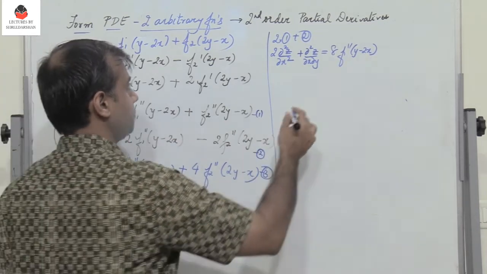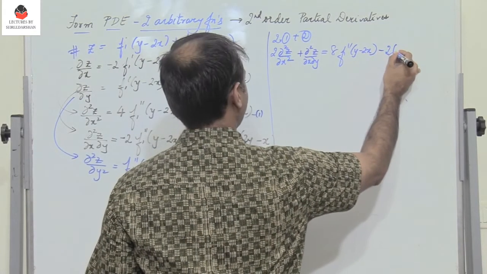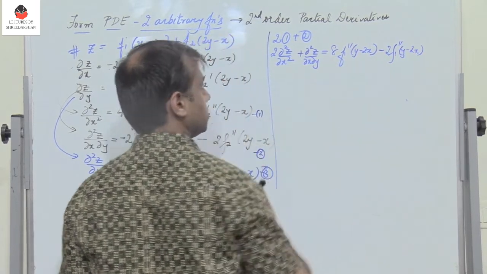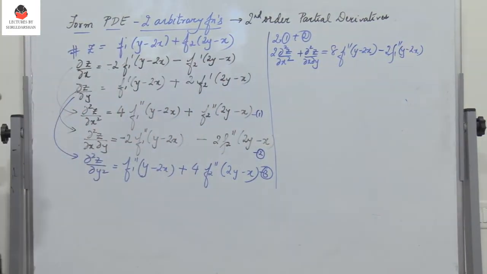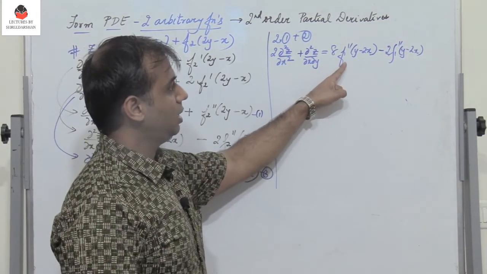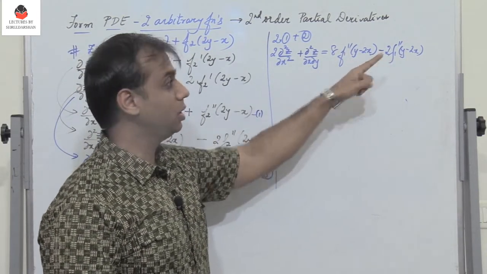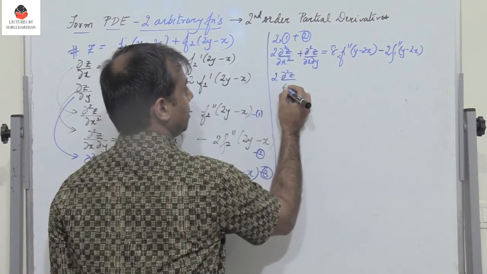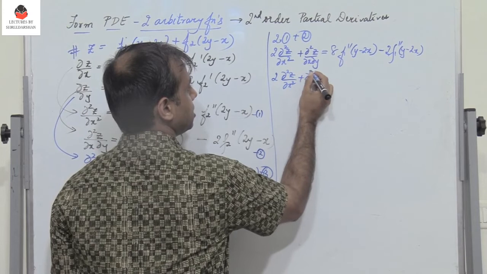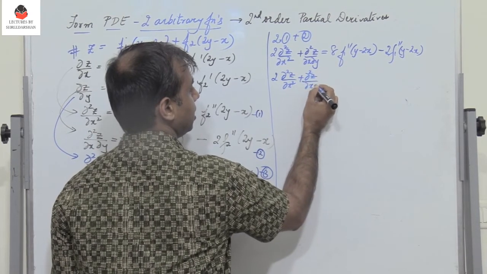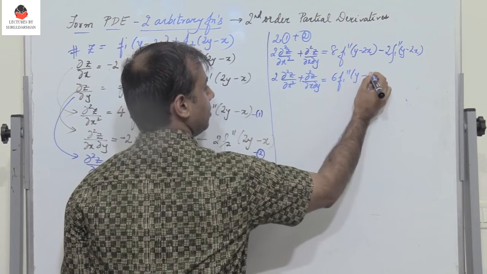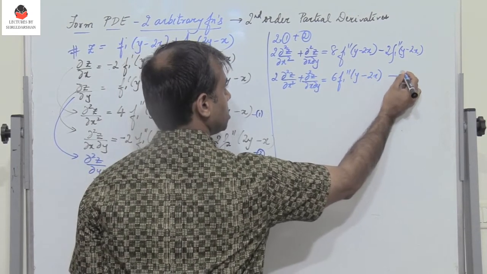And here you have minus 2 f1'' (y minus 2x). So this is what we get. Observe, this is 8 f1'' minus 2 f1''. So we have 2 ∂²z/∂x² plus ∂²z/∂x∂y equals 6 f1'' (y minus 2x). So call this equation 4.